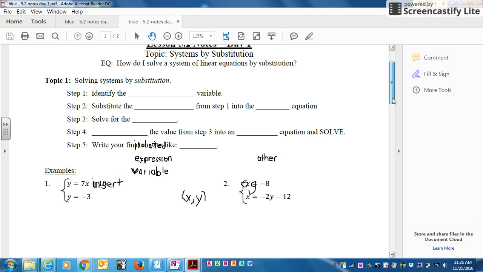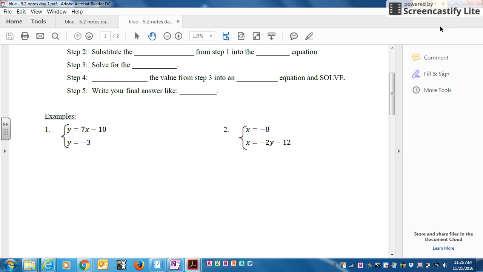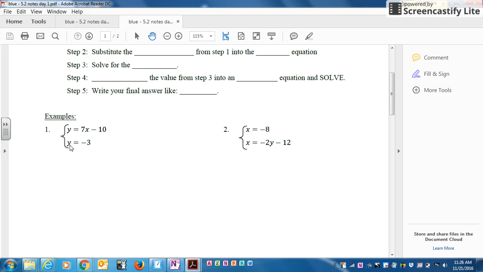For these first examples, let me clear that ink real quick. These are a simpler form of the problem because we already know what y is. So our answer is going to be x comma, and we already know that y is equal to -3. So really, we only need to find what x is equal to in order to find our final answer. But make sure that when you find x, you don't just stop there, but you go back and plug it into the original coordinate point, because we want to write our final answer as a coordinate point.